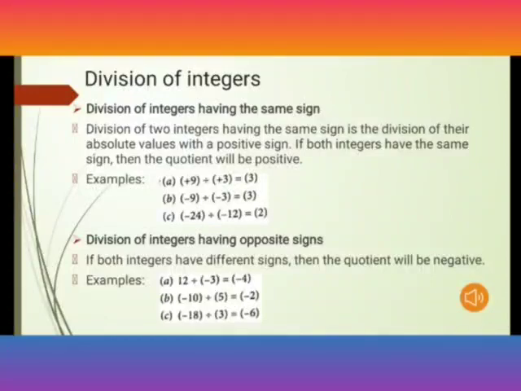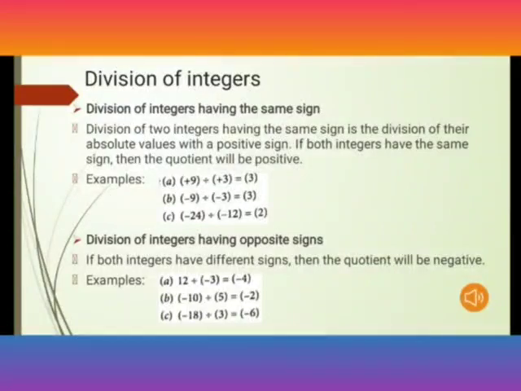As you can see in the example, when you divide 9 by 3, both are positive numbers, the answer will be 3, that is the quotient. Now if you divide a negative integer by a negative integer, the answer will be a positive integer. As you can see, minus 9 divided by minus 3, the answer will be 3, a positive integer. Now the next one, minus 24 divided by minus 12, the answer is again a positive integer, that is 2.